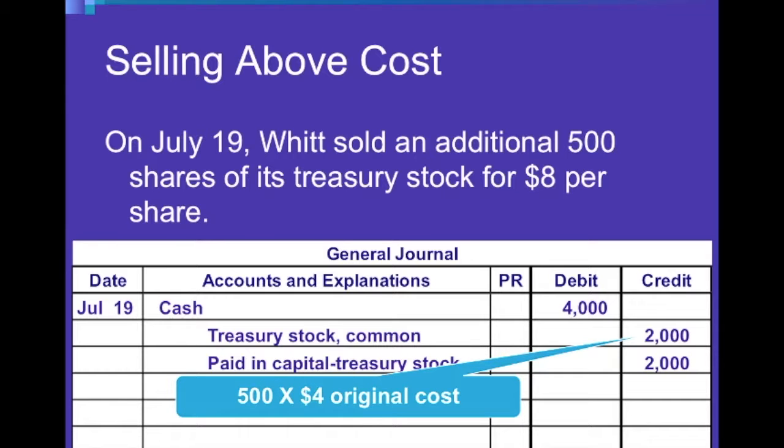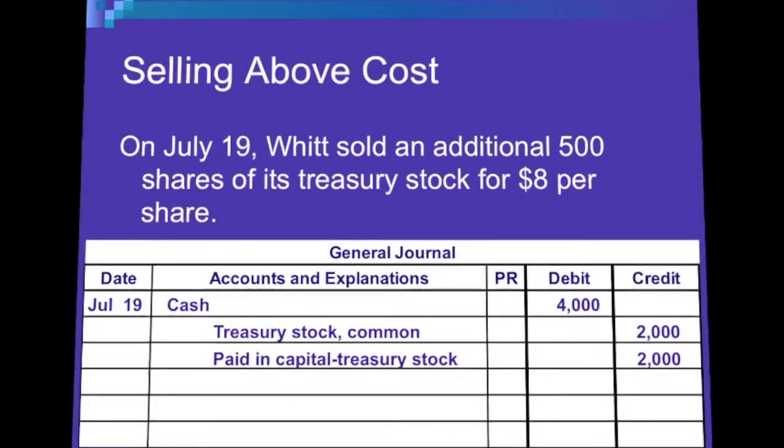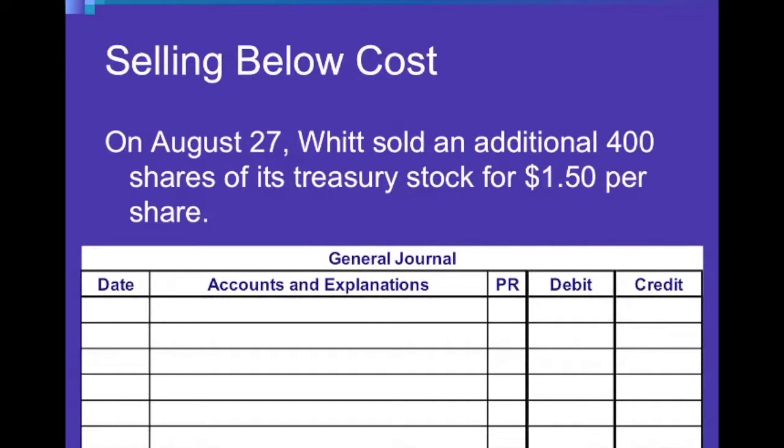All right, I know what question you're asking now. What happens if you sell it below its cost? Well, let's take a look at that. So this one says, on August 27th, that WIT sold an additional 400 shares of its treasury stock for $1.50 per share. All right, so we know the first debit, right? We got to debit cash. We know cash has to be debited if we sold these shares for 400 times $1.50, which gives us a debit to cash for $600. Well, we also know that we have to credit treasury stock, right?